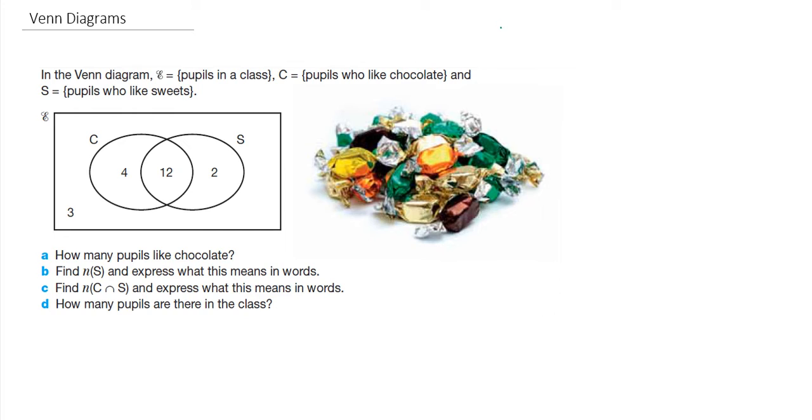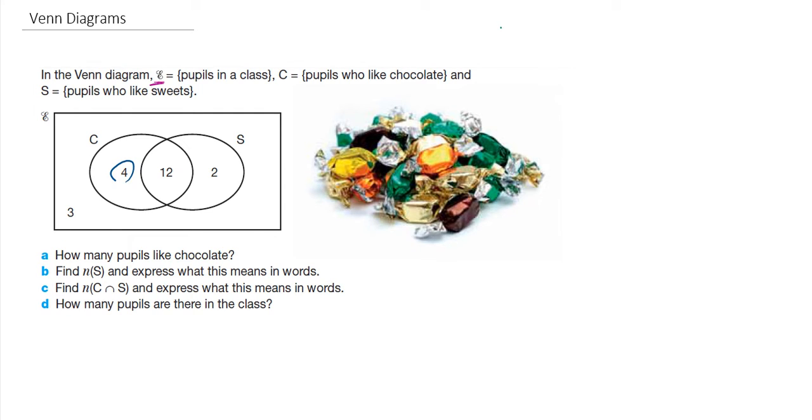In this Venn diagram, the universal set is pupils in the class, C is pupils who like chocolate, and S is pupils who like sweets. C is the people who like chocolate, and 3 is the number that doesn't like chocolate or sweets. How many people like chocolates? You have to see that they have written the total number of members over here, not all of the members.